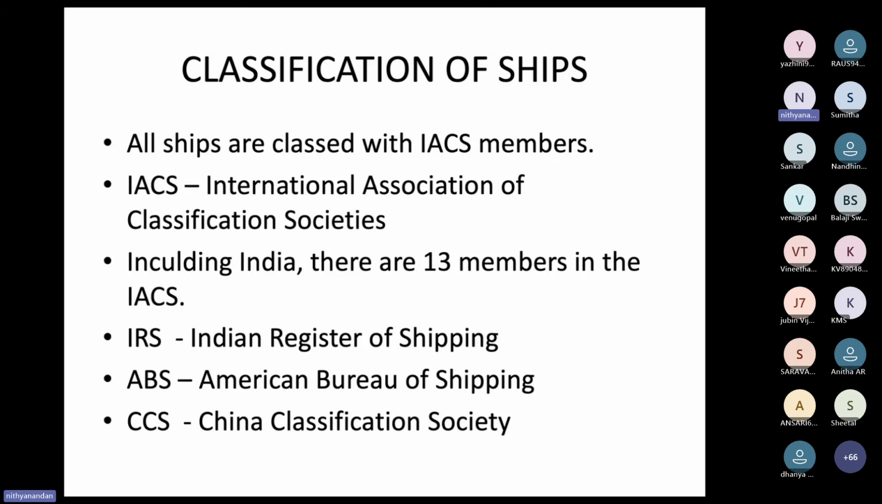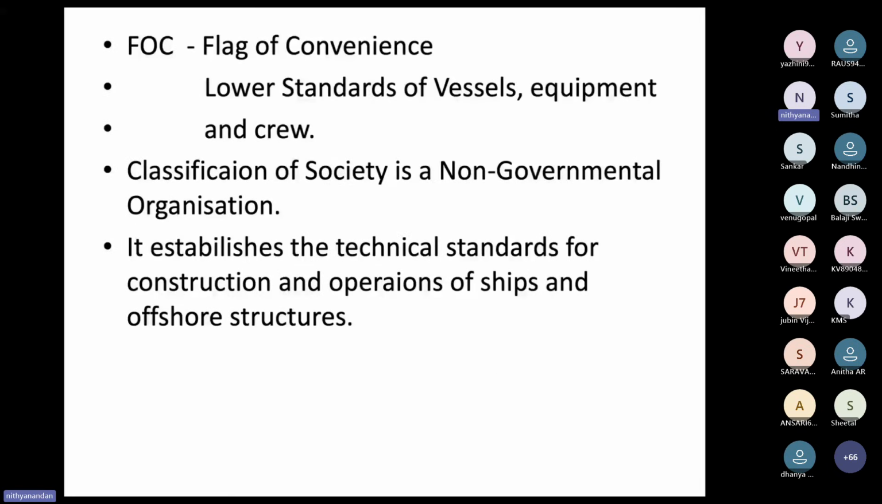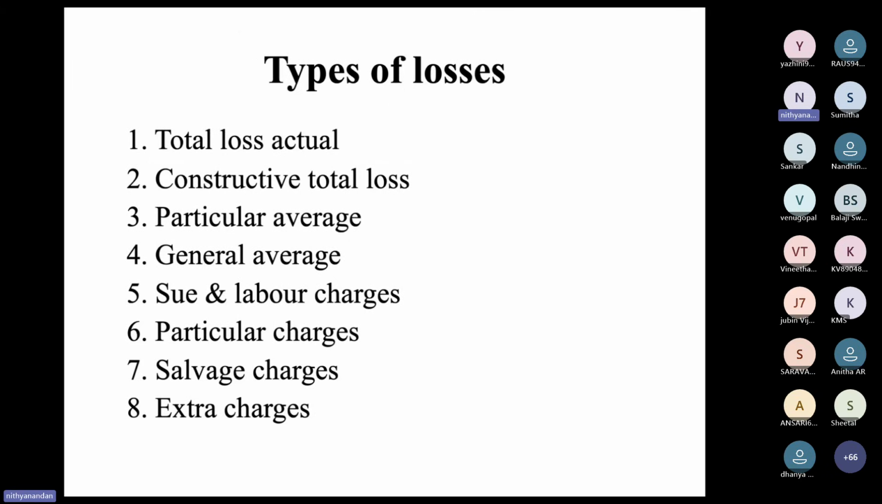These are some of the classification societies of the ship. IACS, International Association of Classification Societies, which includes India and 13 other members. IRS, Indian Register of Shipping. ABS, American Bureau of Shipping. CCS, China Classification Society. Flag of convenience we have already discussed. It is registered in the less stringent countries like African countries. Total loss, constructive total loss, particular average, general average, owner's labor, particular charges, salvage charges, extra charges. Everything we have already discussed.